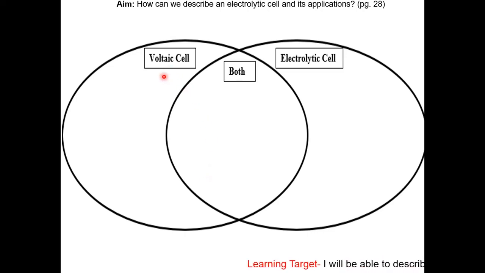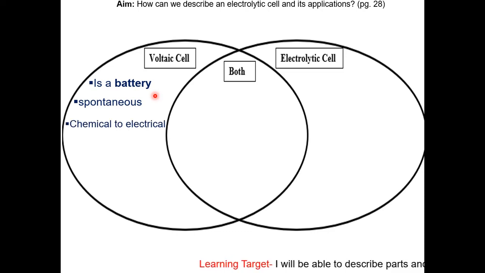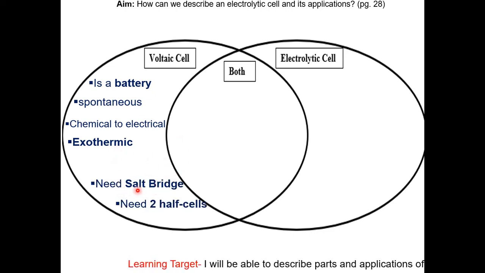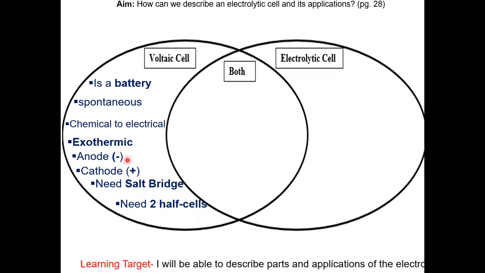A Voltaic cell is considered a battery. The redox reaction is spontaneous. It converts chemical energy to electrical energy. It's exothermic. It needs a salt bridge and it needs 2 half cells to operate. And the anode is labeled negative and the cathode is labeled positive.